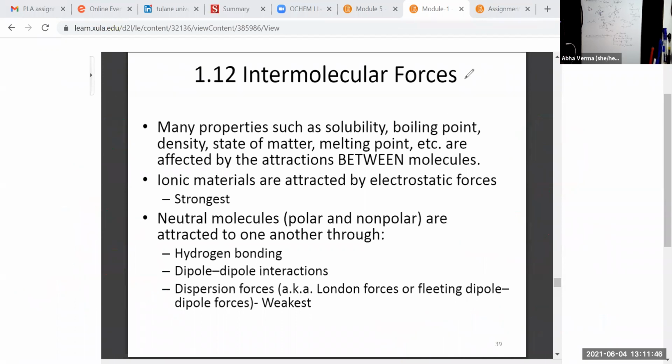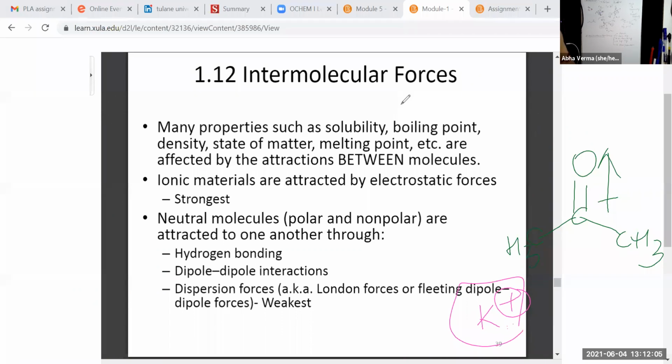Another example that I would like you to see is when you have a ketone. Where is the dipole here? Between the carbon and oxygen. If there is a presence of any metal ion, this metal ion and this dipole can interact. Okay, so this kind of interaction is also considered very strong, stronger than the hydrogen bonding itself.